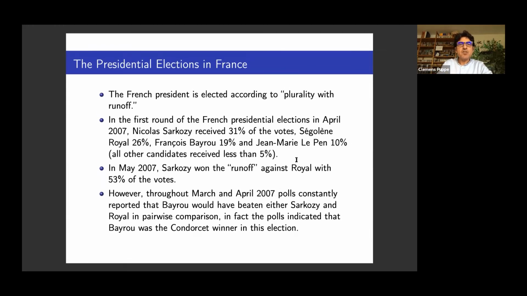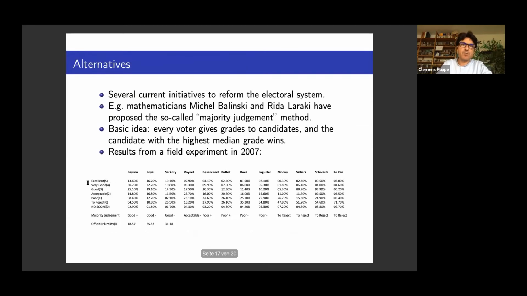Okay, anyway, so this led researchers to rethink about the election system in France and of how to elect the French president. And there are still current initiatives to reform the electoral system.